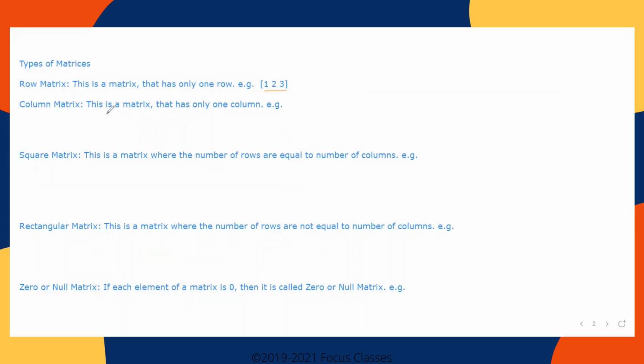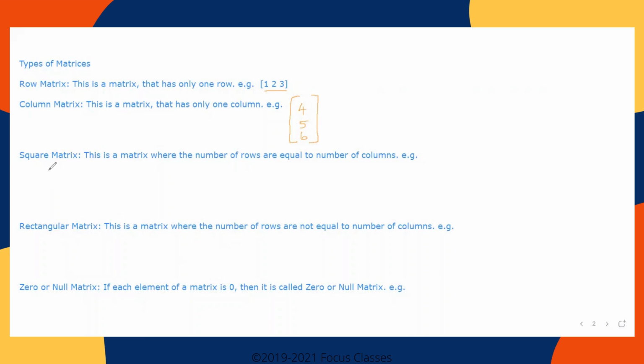Column matrix. This is a matrix that has only one column. Example: 4, 5, 6. This particular matrix has only one column.